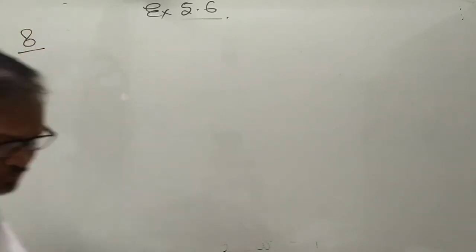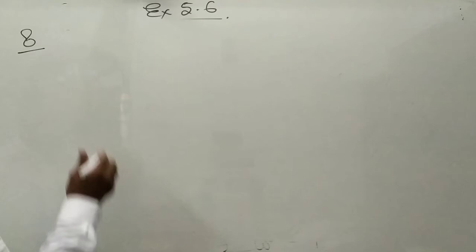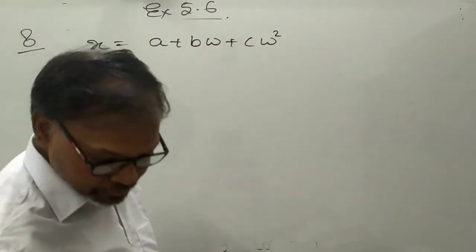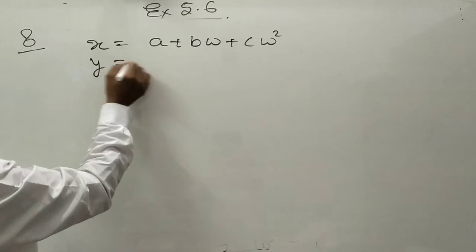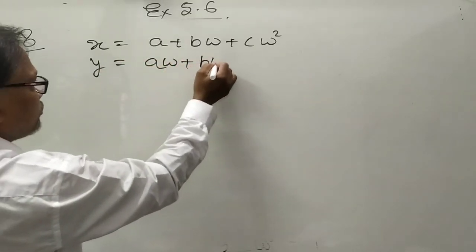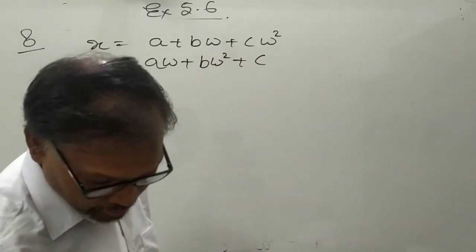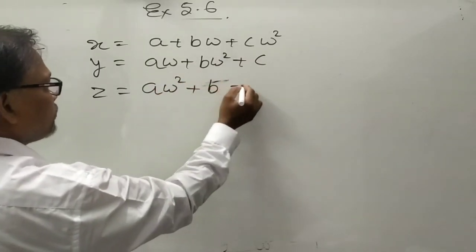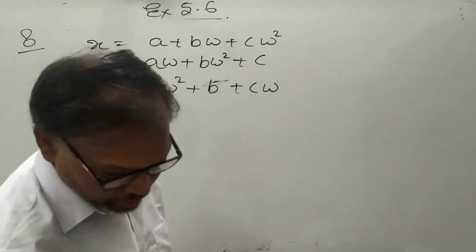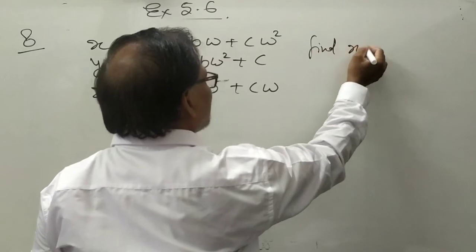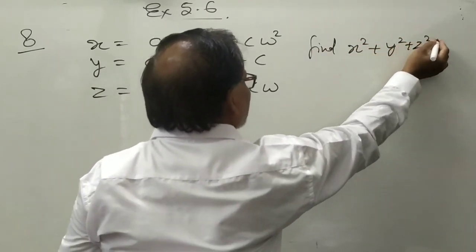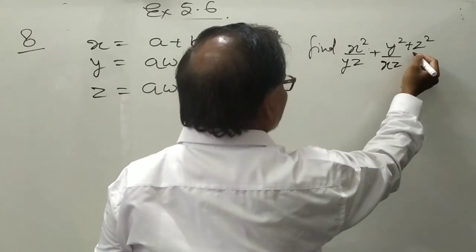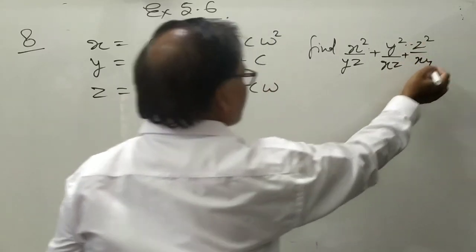Then question number 8: if x is equal to a plus b omega plus c omega square, y is equal to a omega plus b omega square plus c, and z is equal to a omega square plus b plus c omega, then find the value of x square plus y square plus z square, and also yz, xz and so on, all these separately. This you have to find.